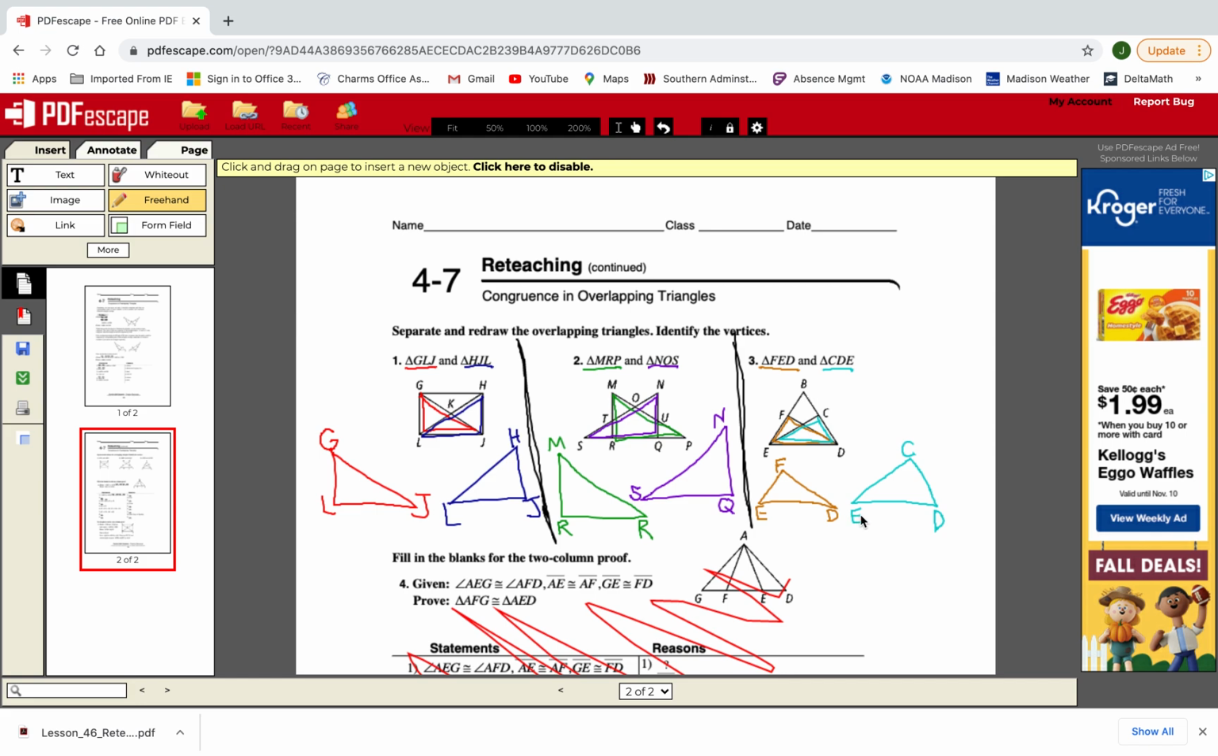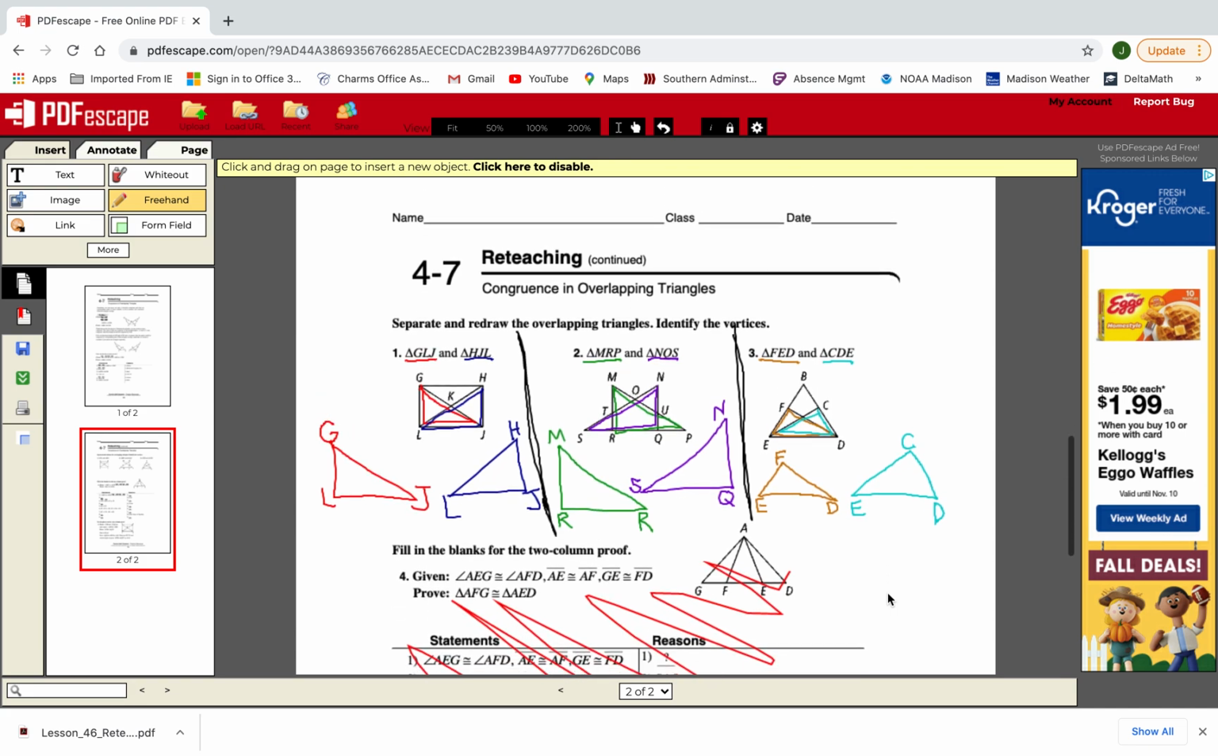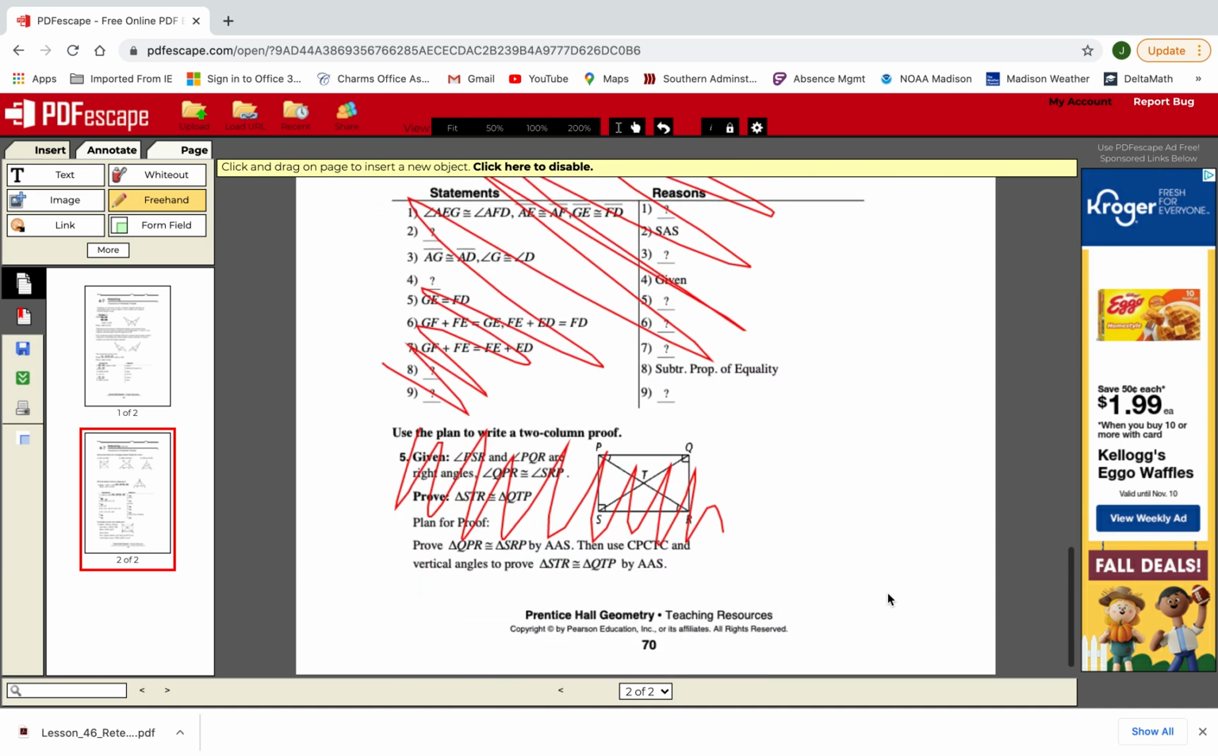And we'll do some more practice for this in class as we prepare for the test. But please make sure that you get these separations and these vertices identified on your own paper so that you'll have this for reference in the classroom.